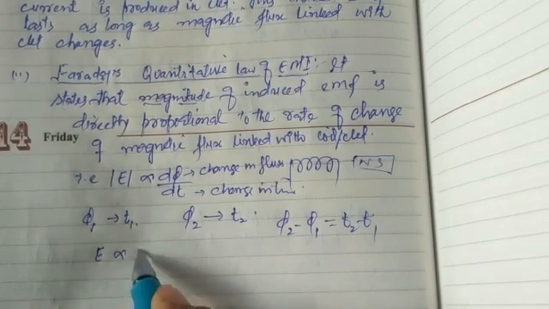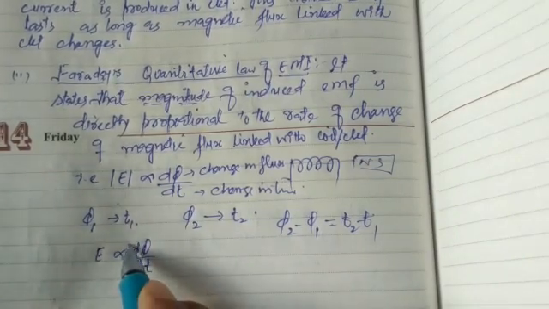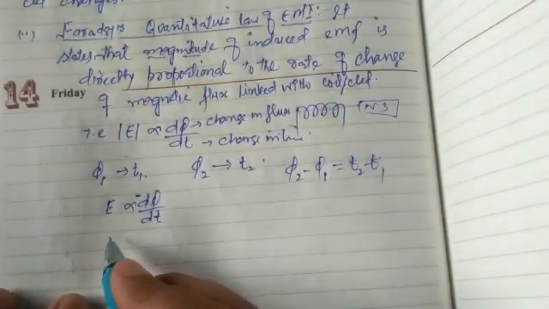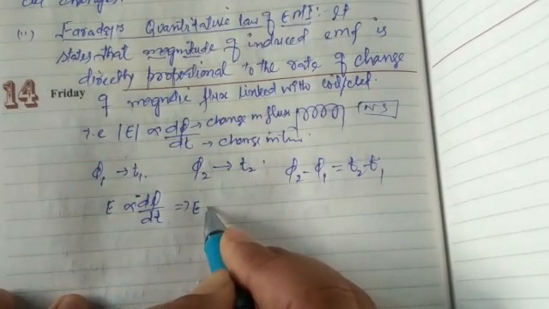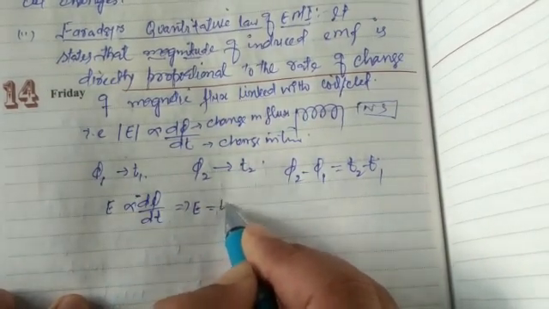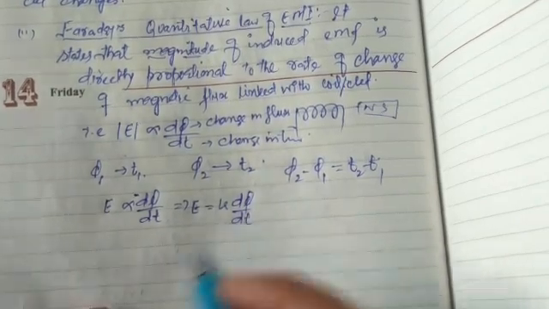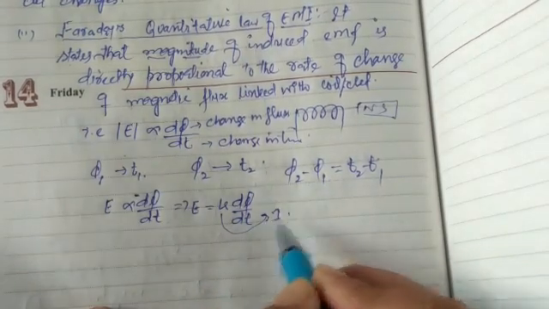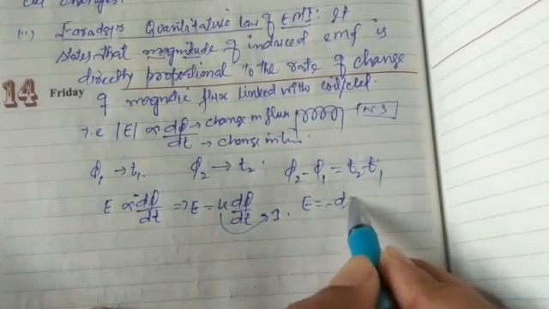According to the law, induced EMF is directly proportional to d phi by dt, but there is a sign of minus. Why minus? I will make you understand. Removing the proportionality, E equals some constant times d phi by dt, where the value of this constant is simply 1, so the law becomes E equals minus d phi by dt.